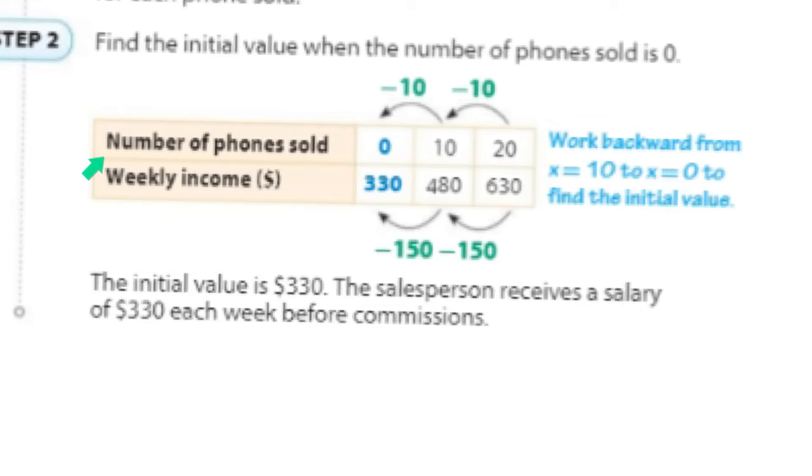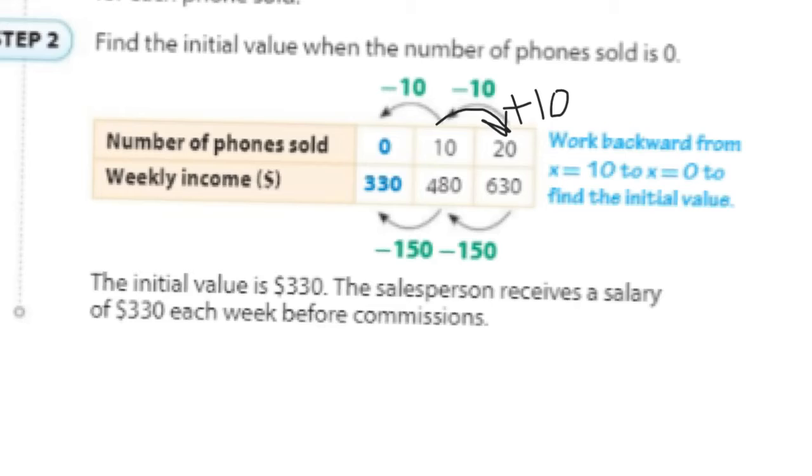This table is the same table that was above. They made this table horizontally rather than vertically like the other table. So you'll see in the other table, whenever they sold 10 phones, the weekly income was $480. When they sold 20 phones, the weekly income was $630. So you'll notice that's the same. As you go from 10 phones to 20 phones, you added 10.